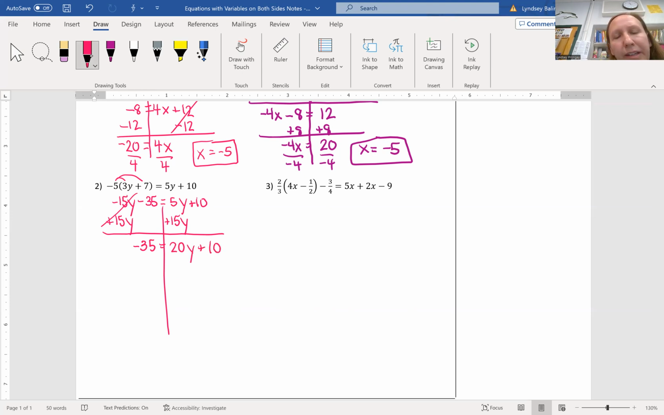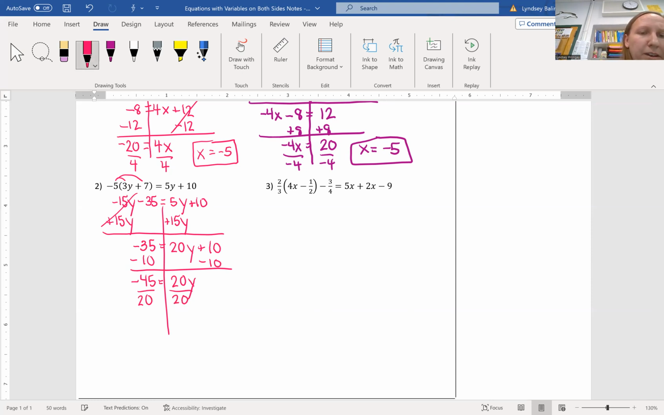My variables are on the right-hand side, so I'm going to get rid of those numbers. And the next thing is to subtract that 10. So negative 45 equals 20y. And final step, divide by 20.